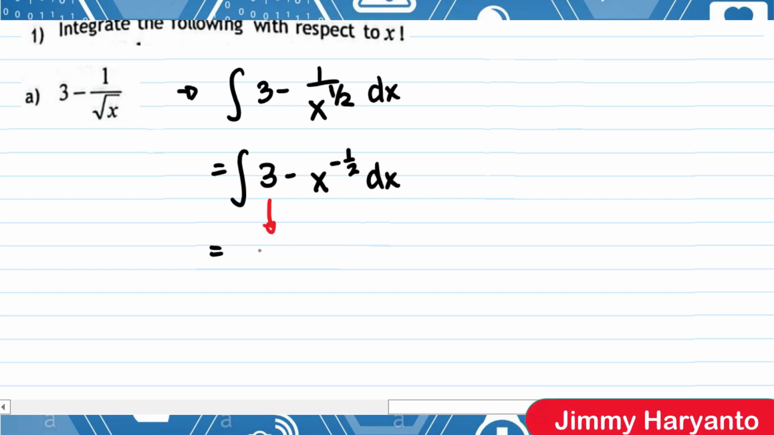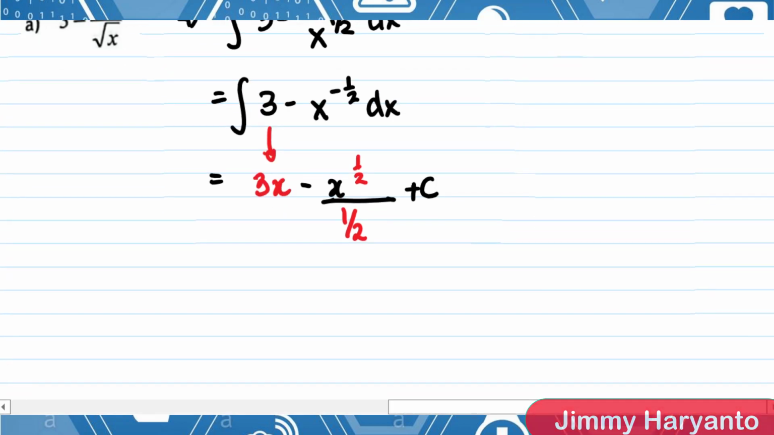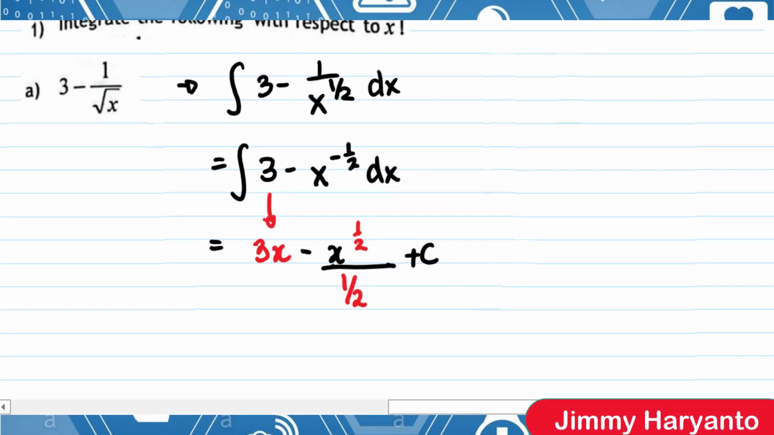To integrate the 3, it will become 3x. And then for the x to the power of negative half, you have to plus 1 the powers, and it will become half, right? The power will become half, and because the power is half, that means the denominator is also half, and then plus c. And that's how you integrate the function.